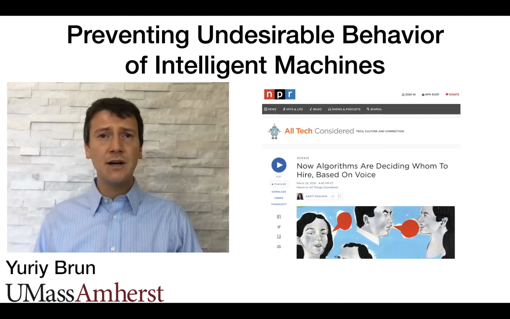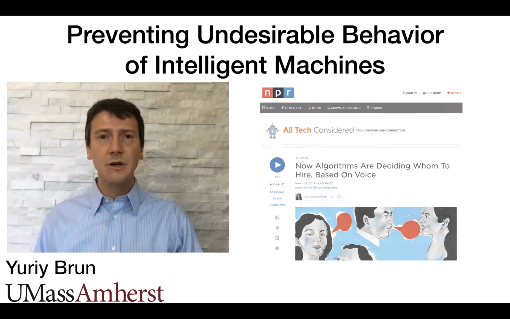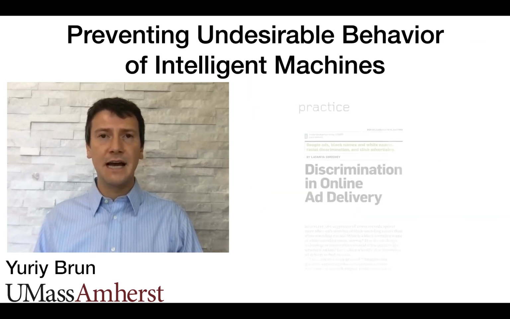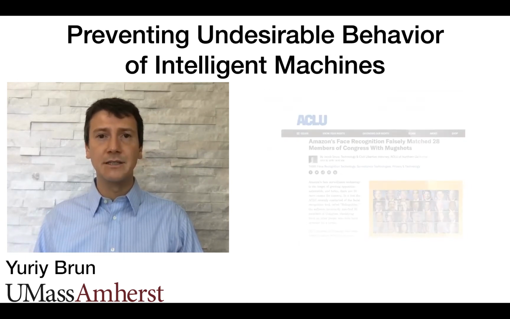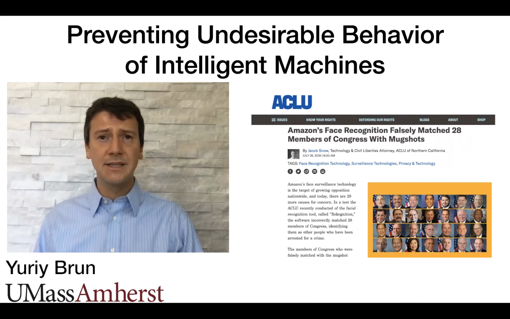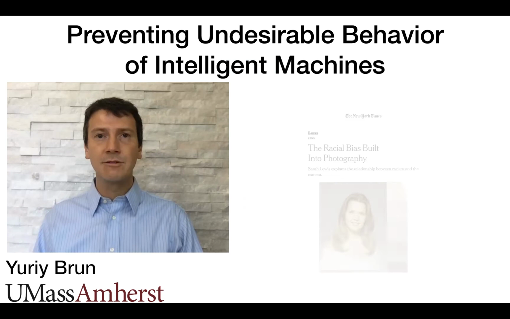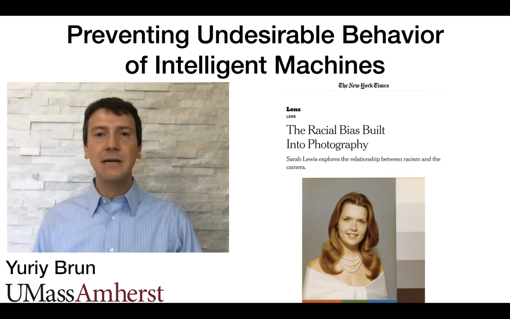The issue I'm going to be talking about today is of great importance. What you're seeing on the right side of the screen right now are examples of software systems that have been given the ability to make important decisions and have done things we'd rather they didn't. What I'm going to tell you about today is that discrimination bugs are very common in software systems, and I will discuss ways to prevent the undesirable behavior of intelligent machines.